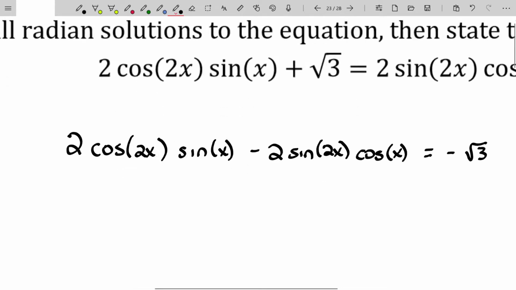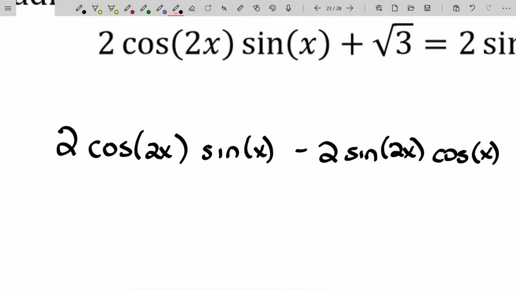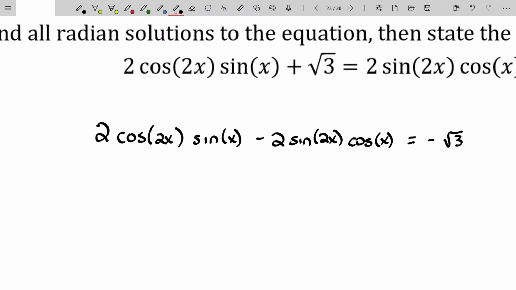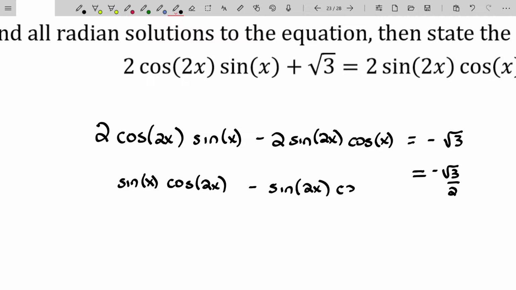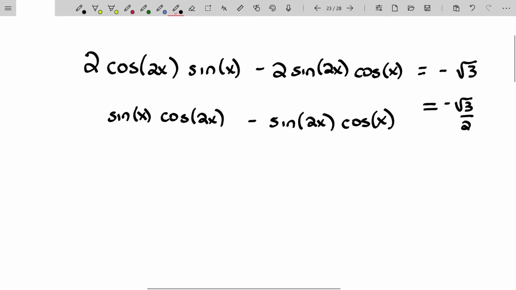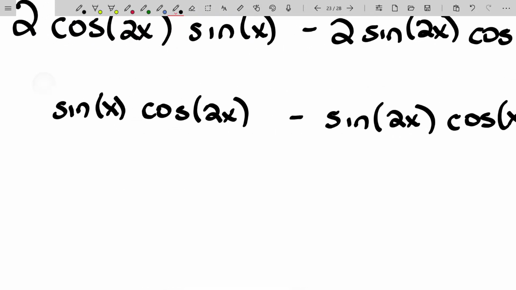Now, if you notice, this looks like a special formula that we know, the sum of angles formula. I just need to divide both sides by 2. And if I do that, I'll get on the right-hand side a negative root 3 over 2. On the left-hand side, all these coefficients of 2 disappear. Now, I'm going to write this slightly differently. I'm going to write it as sine of x cosine of 2x, and then minus sine of 2x cosine of x. The only reason why I write it that way is because that's the way my brain sees this. This is the sine of x minus 2x.